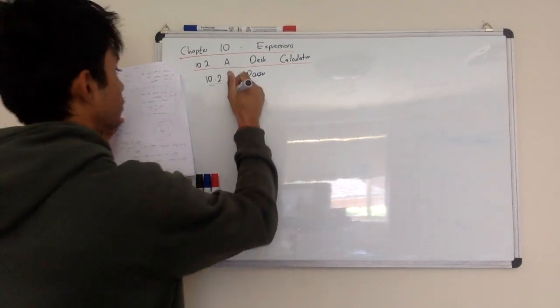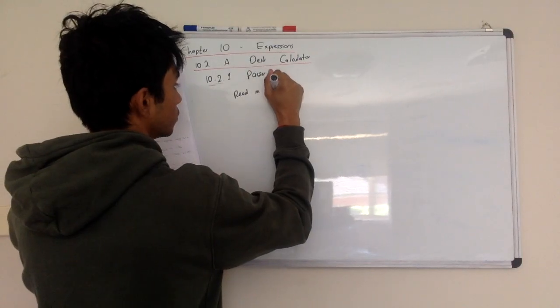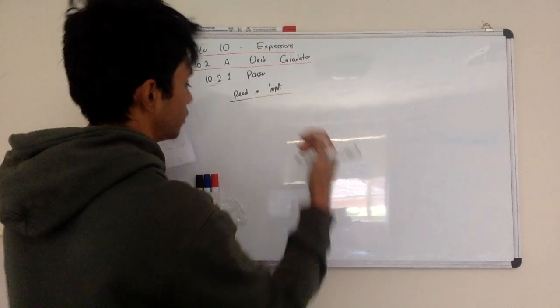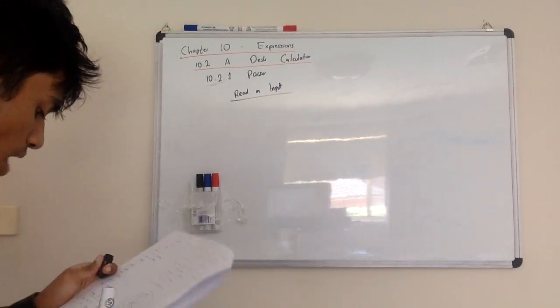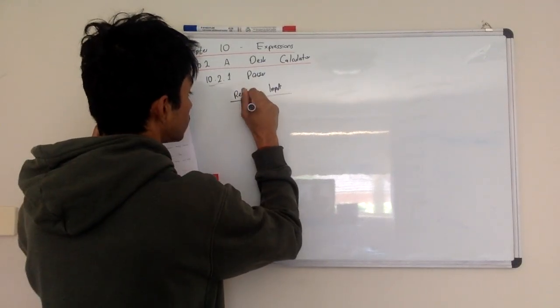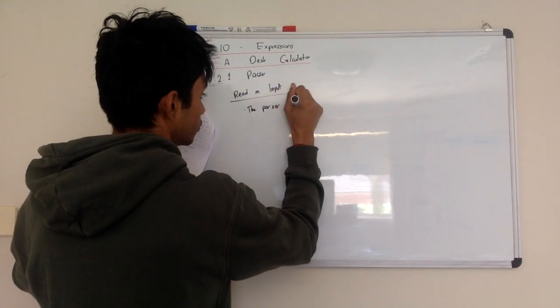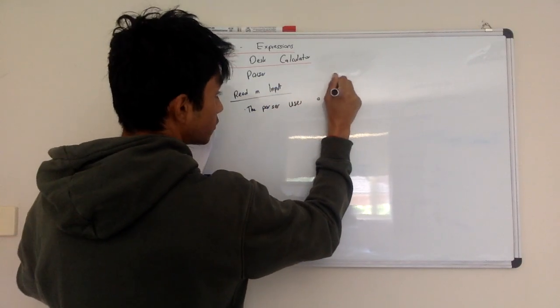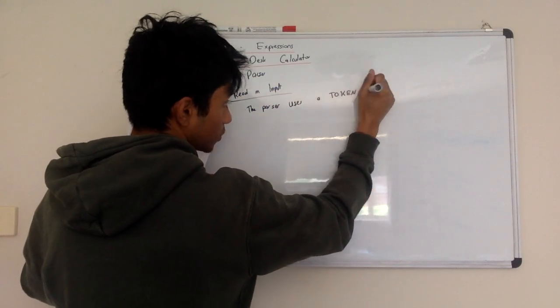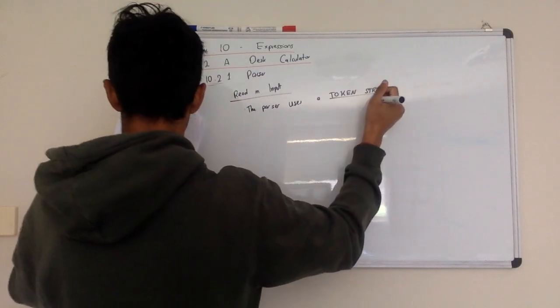If we're going to read an input, naturally it's easiest to take it in from standard input, but we say that the parser uses a token stream, right? A stream of tokens. And then what is a token? We'll talk about that in a sec.